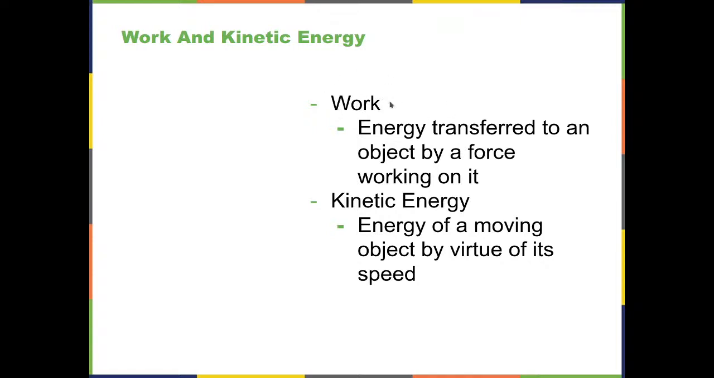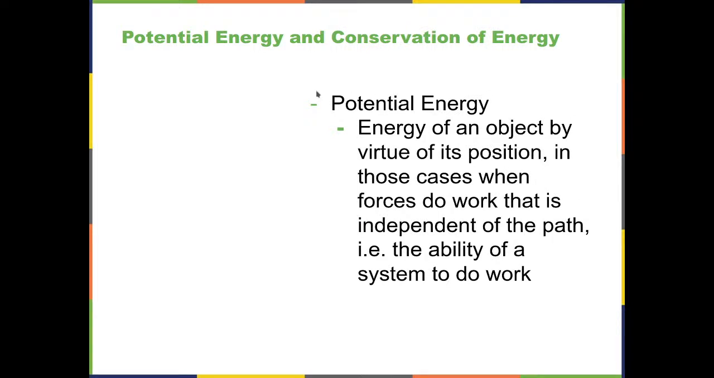So we introduced work, which is the energy transferred to an object by a force working on it. We introduced kinetic energy, the energy of a moving object by virtue of its speed. The work was F dot the displacement for constant forces, and there was an integral, a differential expression for that as well. Kinetic energy is 1/2 mv squared. And then we introduced potential energy. That's the ability of a system to do work. So that's the energy that an object has by virtue of its position, in most cases.